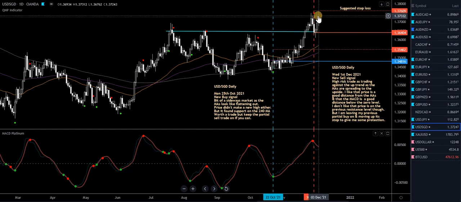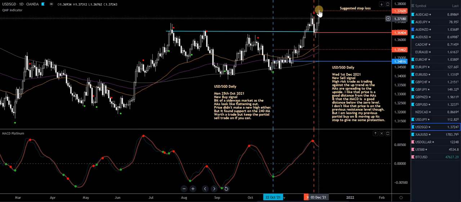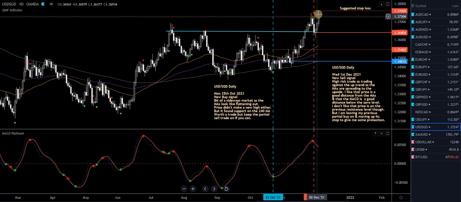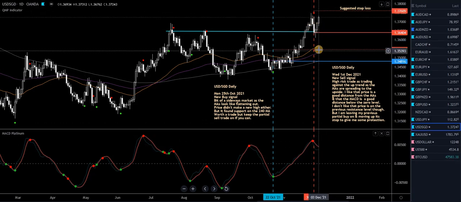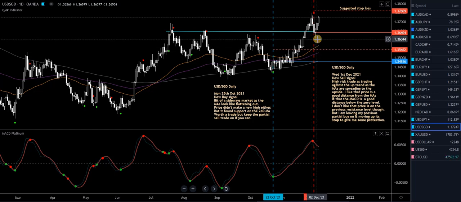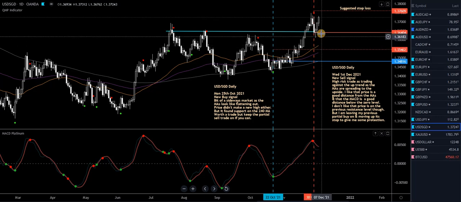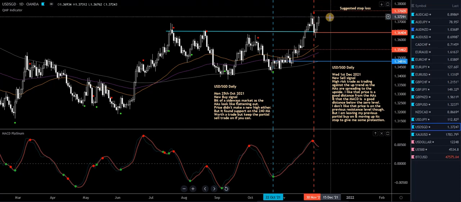But if it takes out this high, I'll probably get stopped out. I'll bring this stop right up under this low here somewhere. I might not even be that close to see where the MAs go. Then I'll look for another sell trade. Just have another go at it.